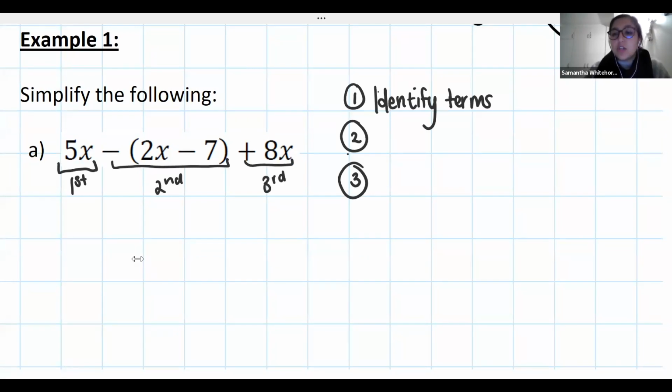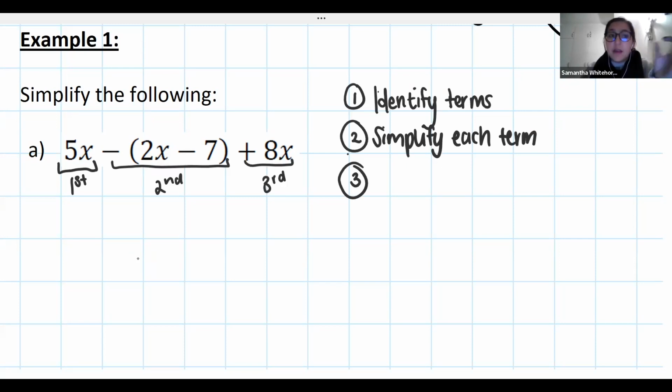Once you know what terms you're working with, this leads you into your second step, where you simplify each term separately. So I would simplify my first term if I need to, my second term if I need to, my third term if I need to. Remember, sometimes we don't have to simplify all of our terms. In this case, term 1 and term 3 are as simple as they can be. I can't do anything more with that. But in the second term, I definitely can simplify through distribution.